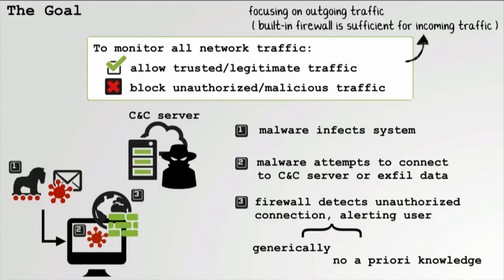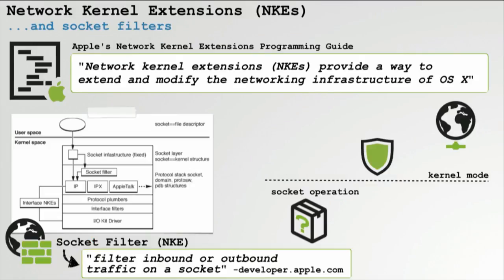Probably the two main reasons are, one, to protect your privacy, or two, to thwart cyber attacks, because most firewalls are able to generically detect malware when the malware connects out, perhaps to exfiltrate data or connect to a command and control server for tasking. So what our firewall is going to do is monitor all network traffic, allowing traffic out that's trusted, and ideally blocking or preventing unauthorized or malicious traffic.